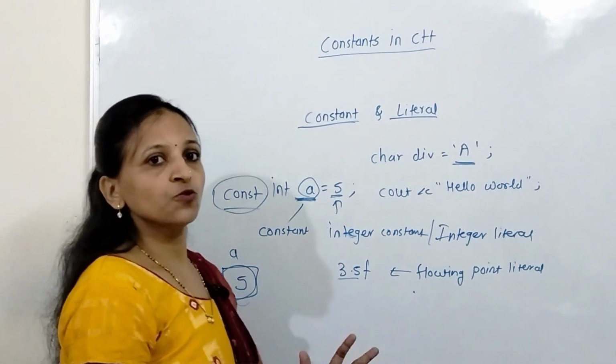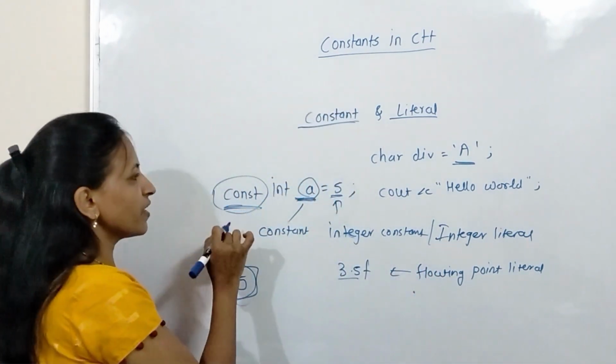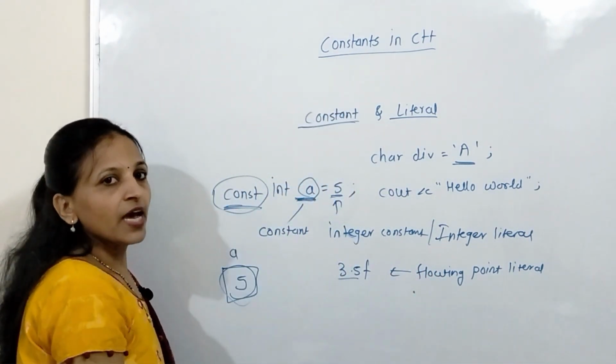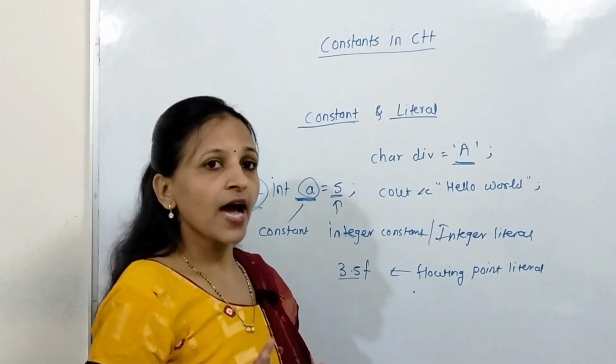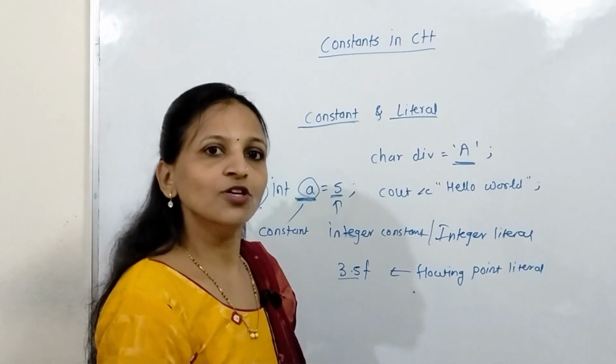There are basically two ways to declare a constant in C++. This is the first way, using the const keyword, and the second way is using the #define preprocessor directive. Now what is that? I am going to explain.